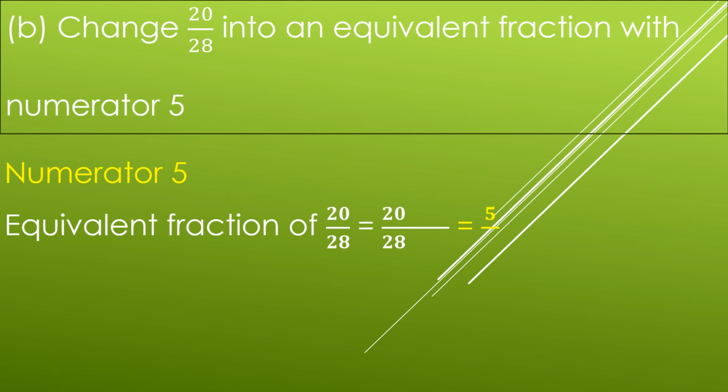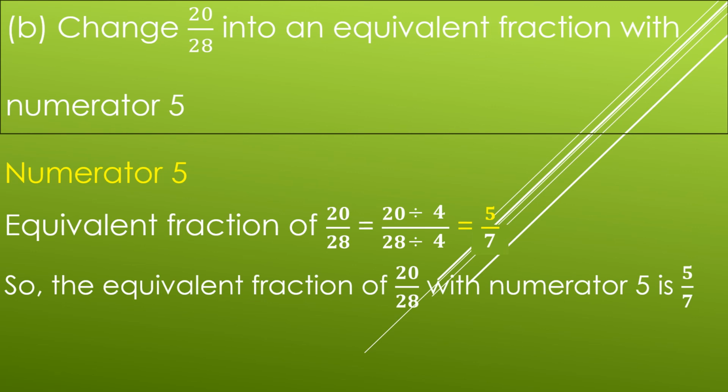Yes, the answer is 4 because 4 5s are 20. So write 20 divided by 4 is equal to 5. So we divide the same number in denominator also. 28 divided by 4 is equal to 7 because 4 7s are 28. So the equivalent fraction of 20 upon 28 with numerator 5 is 5 upon 7.